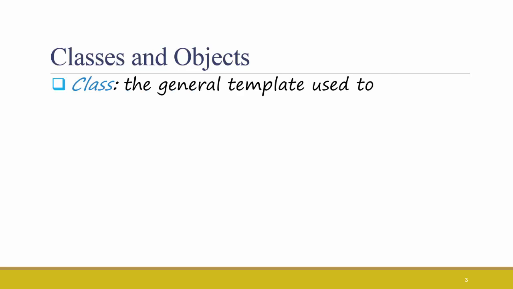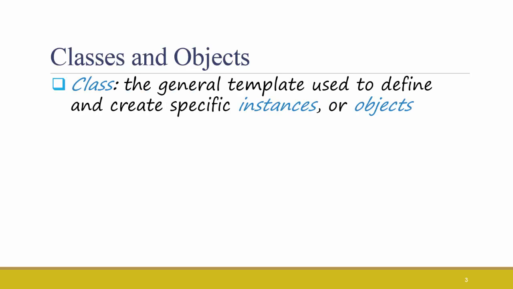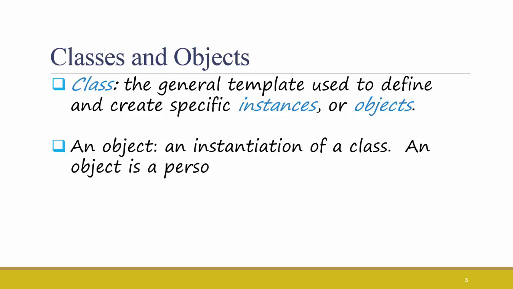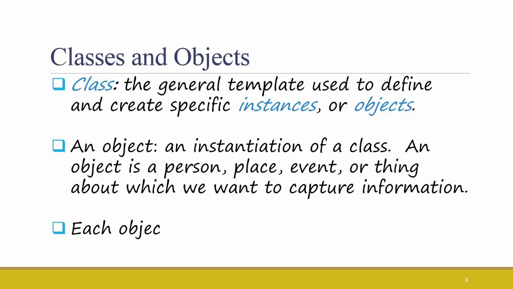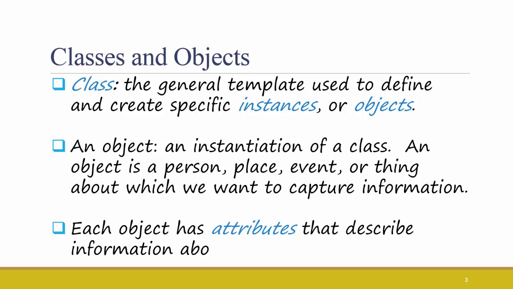Here are some more key definitions. A class is the general template used to define and create specific instances or objects. An object is an instantiation of a class. An object is a person, place, event, or thing about which we want to capture information. Each object has attributes that describe information about the object. These ideas should seem familiar to you after studying database concepts in ISDS 402.